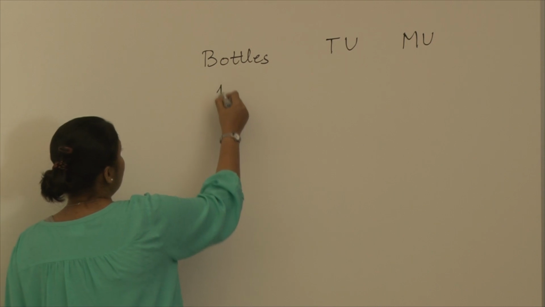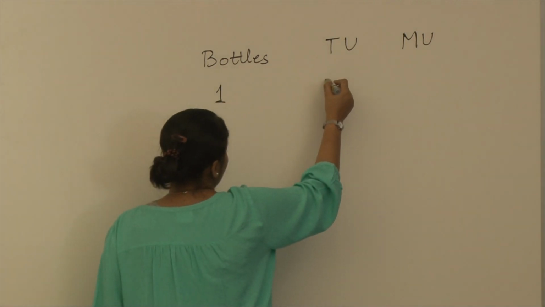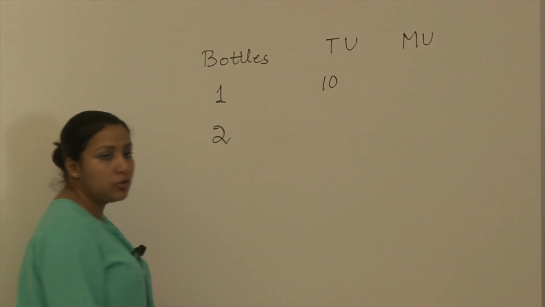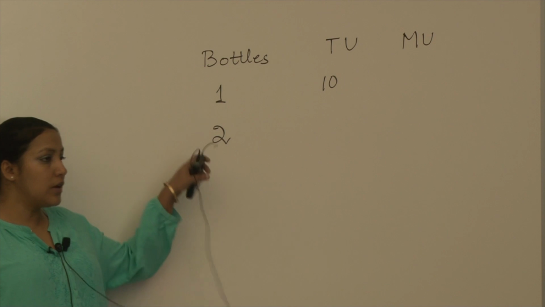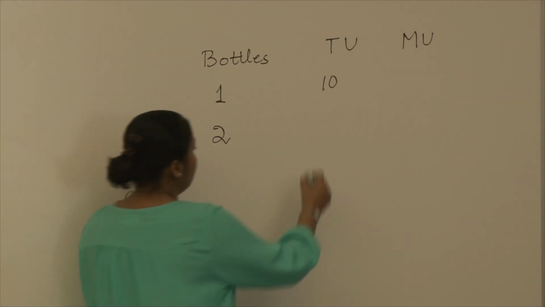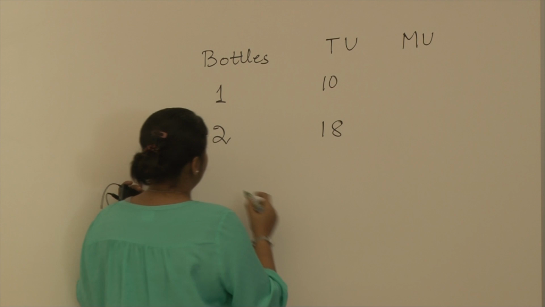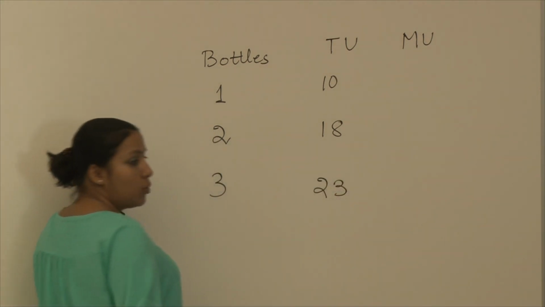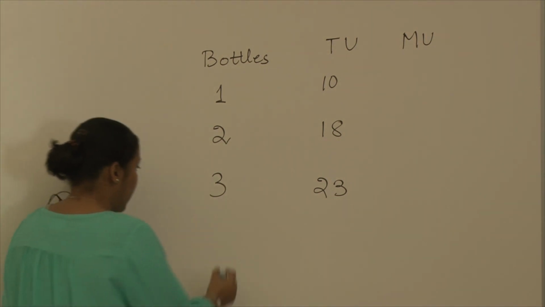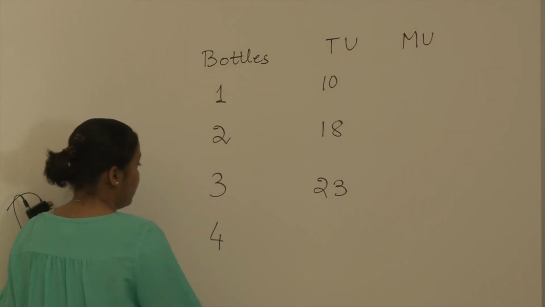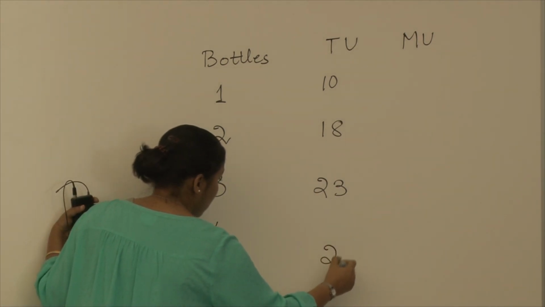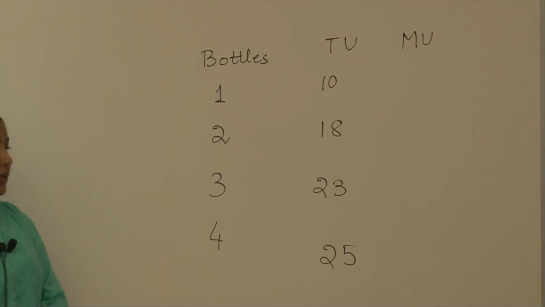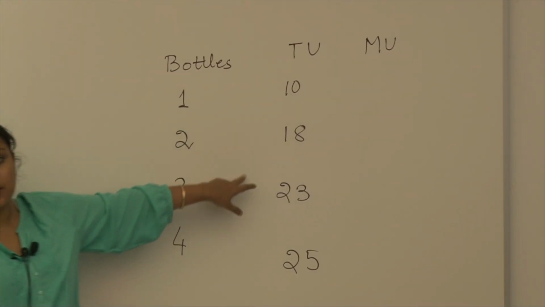Okay. So, the first bottle of water, let us say, has 10, second bottle of water, obviously my total utility will increase because I am having more water. So, let us say 18, third bottle of water, let us say 23, and I am just cooking up those numbers, it does not have any relation whatsoever. The fourth bottle of water, let us say 25. Okay. So, each time please note that total utility is increasing.